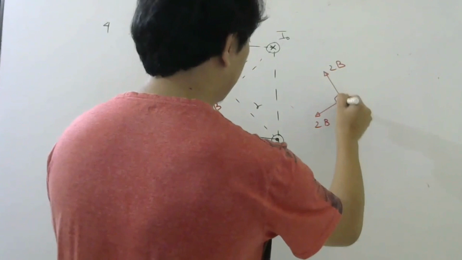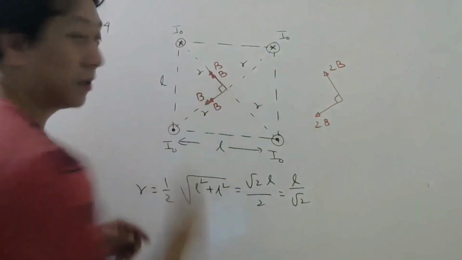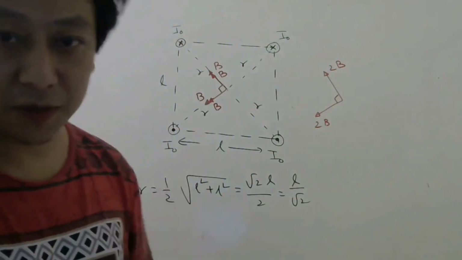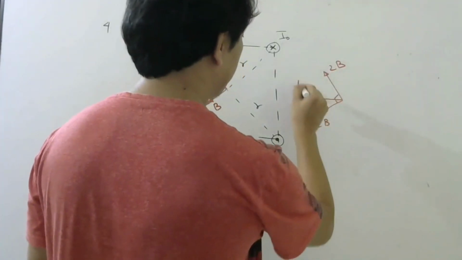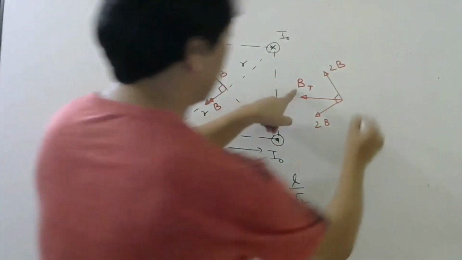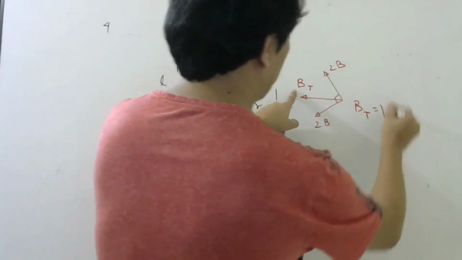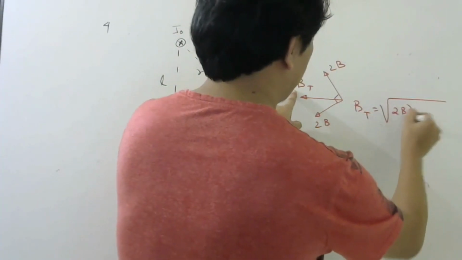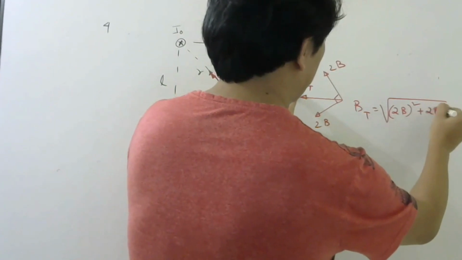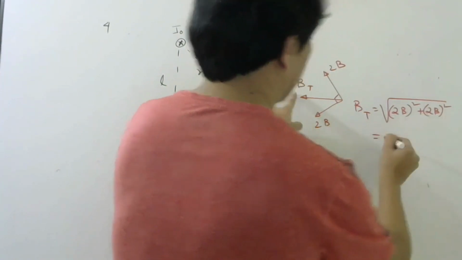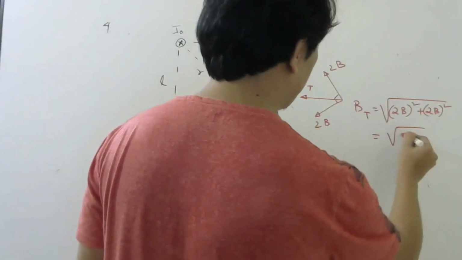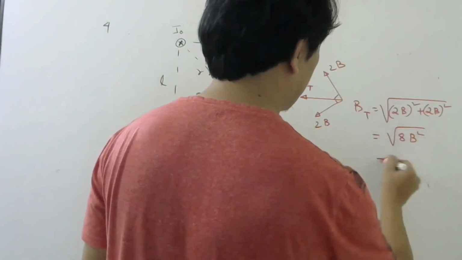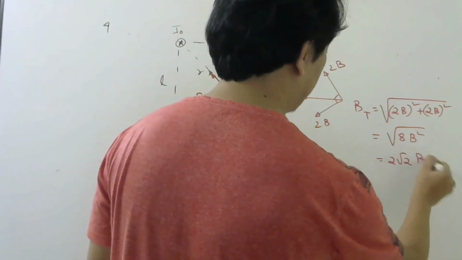And this is also 90 degrees, right? Because diagonals of a square are perpendicular to each other. So the resultant will be here. This is your total magnetic field. So the total magnetic field will be root over 2B square plus 2B square, that is 4B square plus 4B square, root 8B square, which is 2 root 2 B.